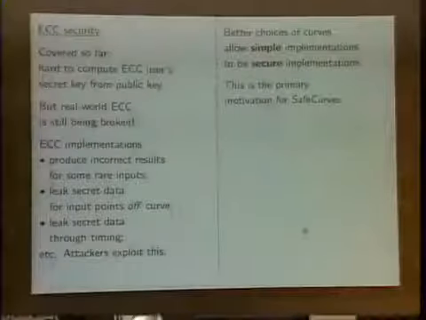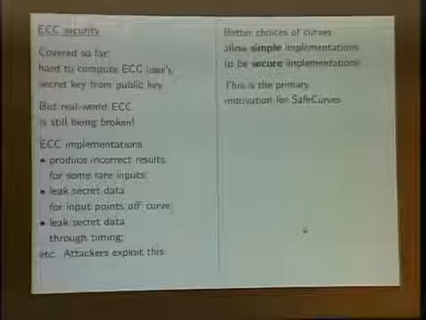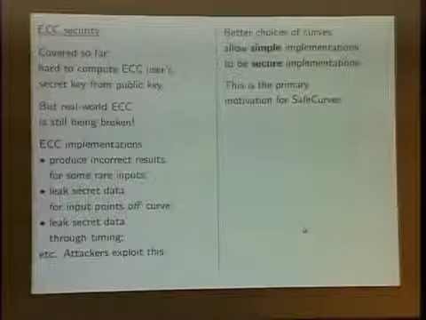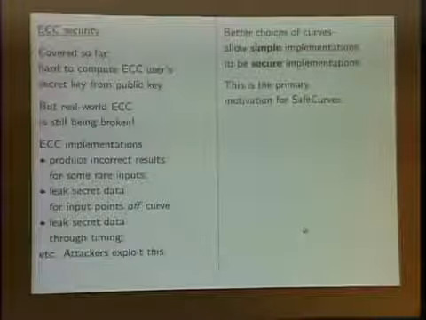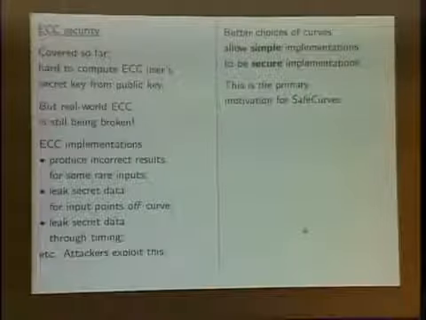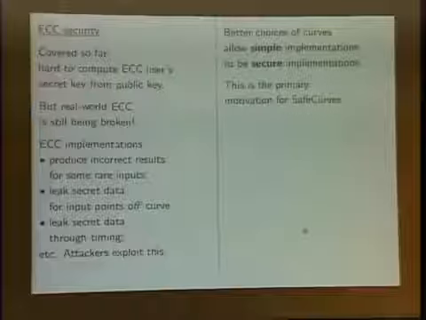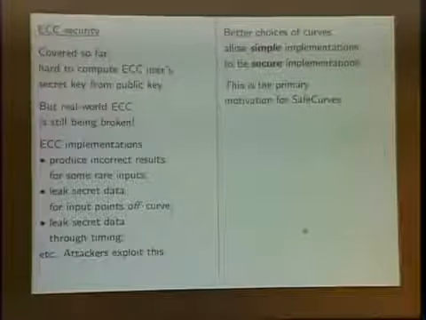If you change what your curves are, then remember from before with d being square or not square, that changes whether there are failure cases that are hard to test for. If you choose your curves carefully, then the simple implementations end up actually being correct, secure implementations. That's a very good feature. It makes ECC much less fragile, much less likely to fail, and much easier to implement in a secure way. And that's the main motivation for SafeCurves.